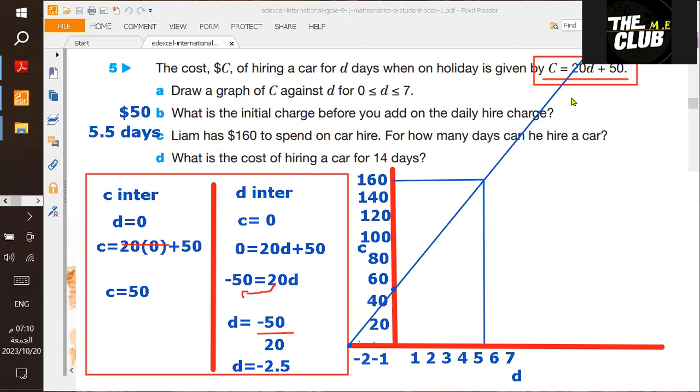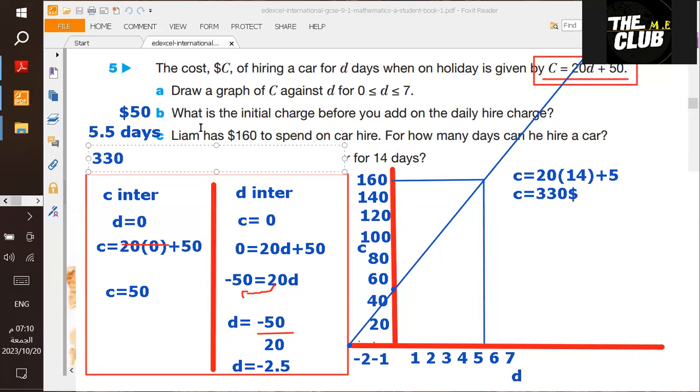Or I'll give you another example. You can use the equation. You put 14 instead of the D. Yes, you can use the equation. So you say C equals 20 multiplied by 14, and then plus 50. And then you answer it using this equation. 20 times 14 gives 280, plus 50 gives 330. So C equals $330. And this is how you answer a question like this. You can use the equation here to answer the question. It's not only about the graph, you can use the equation to answer the question.